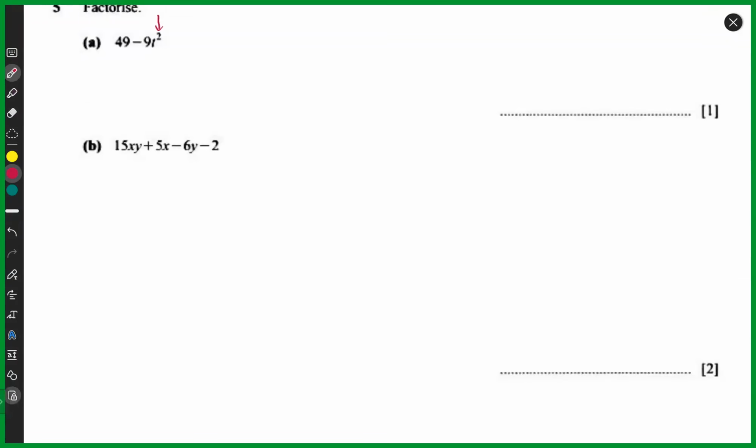So the identity is a squared minus b squared. One second. The homework was basically posted in the group last Friday. Okay. I can write it as 7 squared minus 3t whole squared. And now what do I have? Two perfect squares with a difference. So I can write it as 7 plus 3t, and 7 minus 3t. So the answer would be 7 plus 3t and 7 minus 3t.